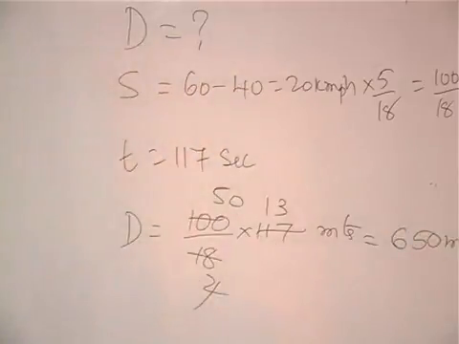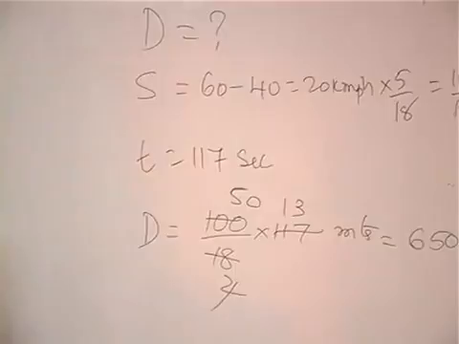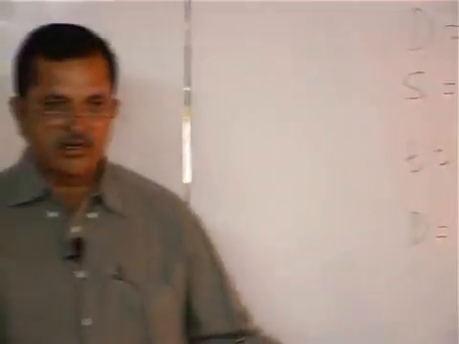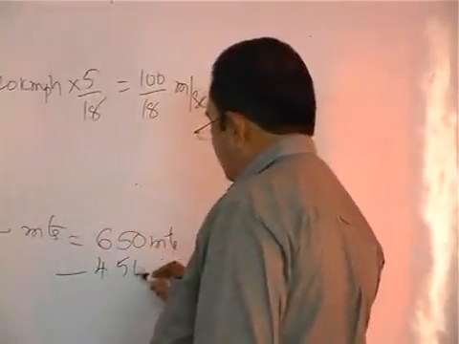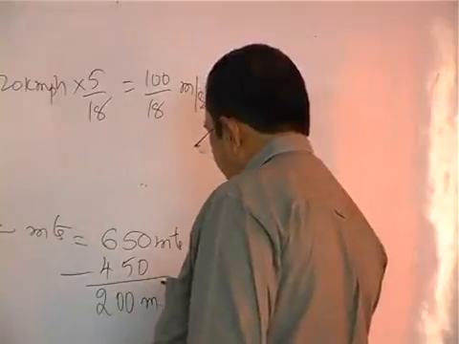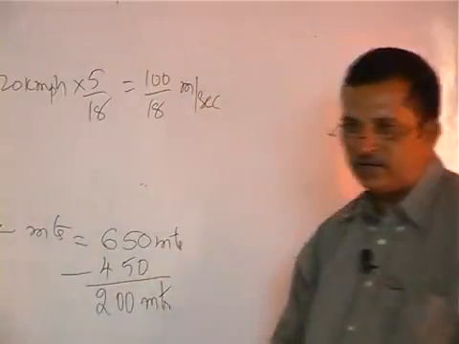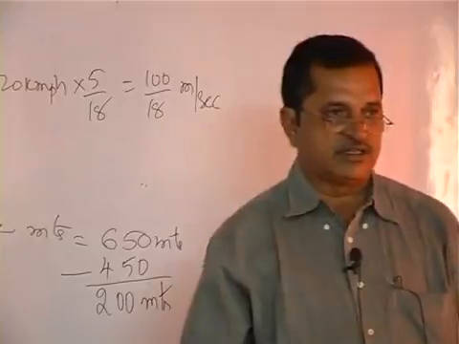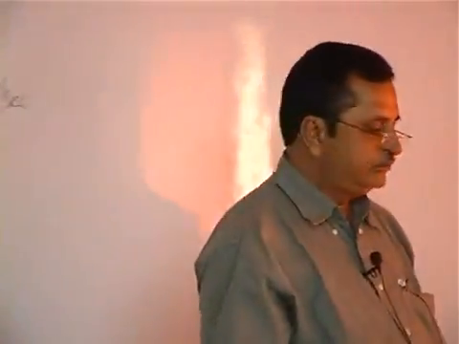What is this 650 meters? Total distance. Total distance means total length of the two trains. In that one train length is given, is it not? 450 meters if you subtract, you will get the length of the other train. The length of the other train is 200 meters.